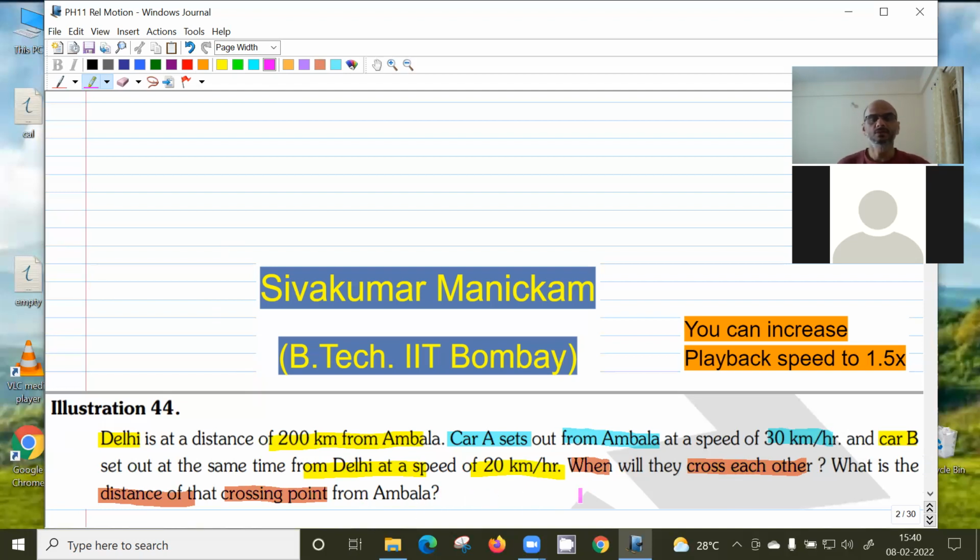So we can solve this question in a normal way and also using the relative velocity concept. If you solve the question normally, you have to say displacement of A plus displacement of B equal to how much?